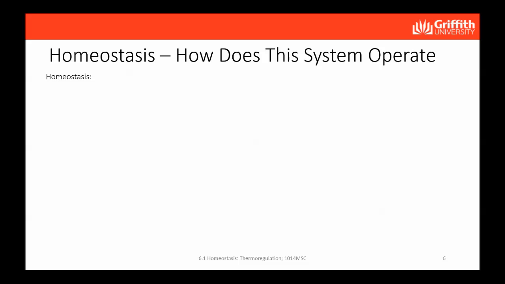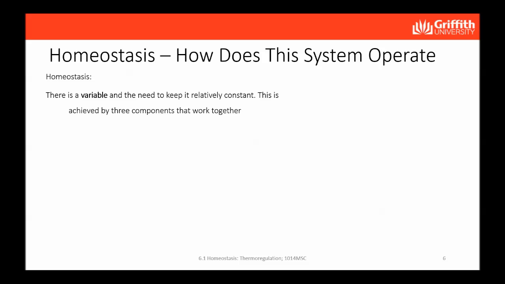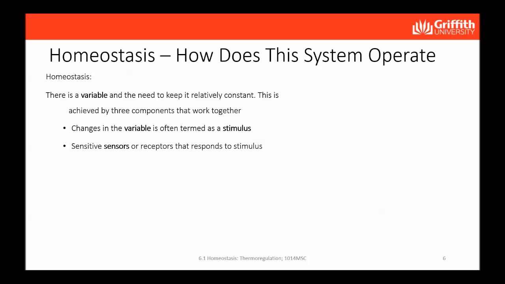Now let's learn about how the system operates. Regardless of the factor or event being regulated, the variable of all homeostatic control mechanisms needs to be kept relatively constant. This is achieved by involving at least three factors that work together. A change in the variable is often termed a stimulus. The receptor is a sensor that monitors the environment in response to changes, called stimuli, by sending the information to the control center. The control center analyzes this information from the sensors and determines an appropriate response.